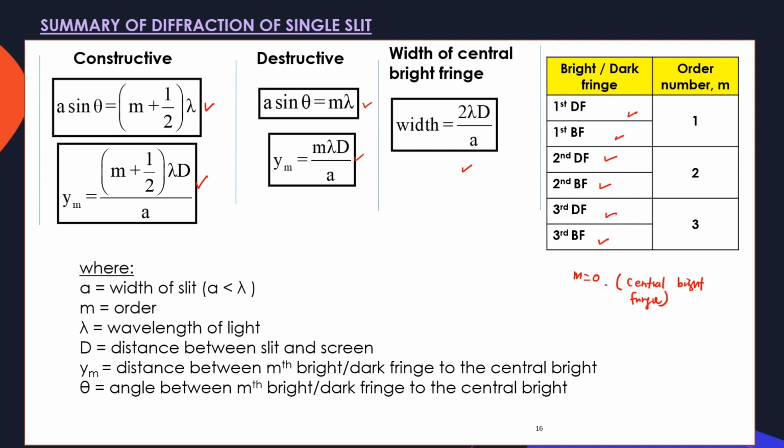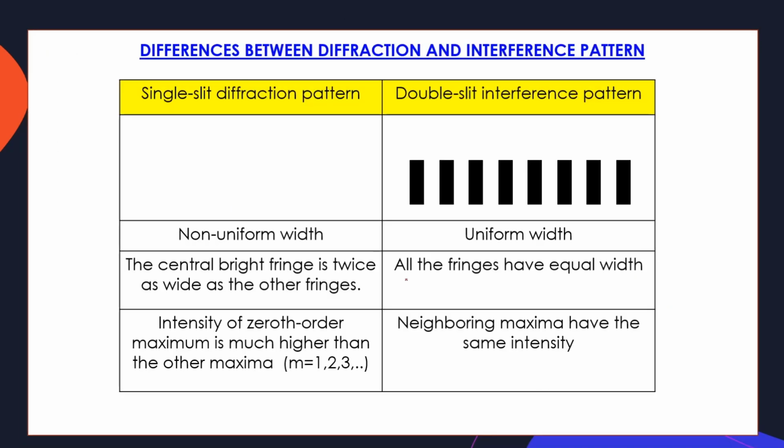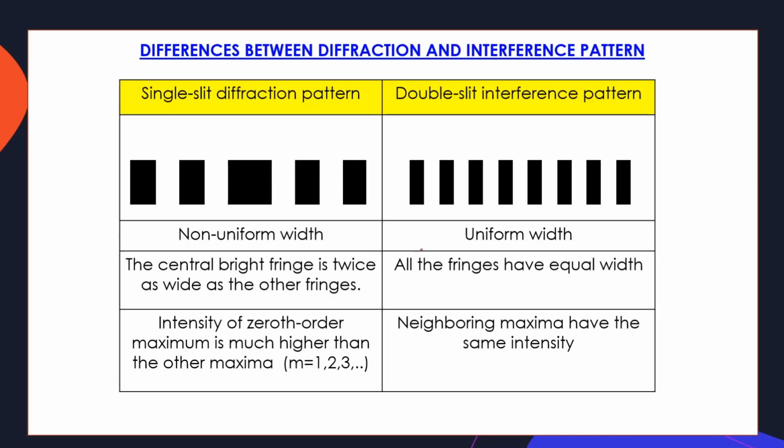Okay, don't be confused. So A is the width of the slit, M is the order, lambda is the wavelength, D is the distance between slit and the screen, Ym is the distance between the M bright or dark fringe to the central bright, and the last one is the angle.